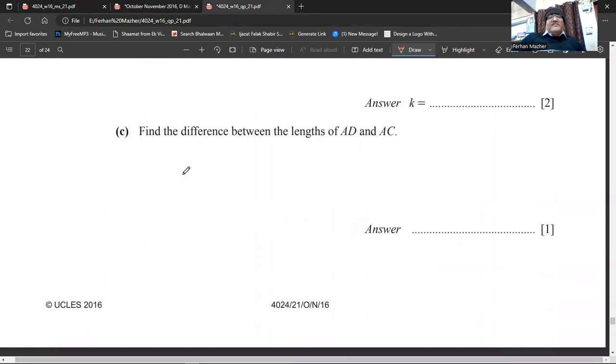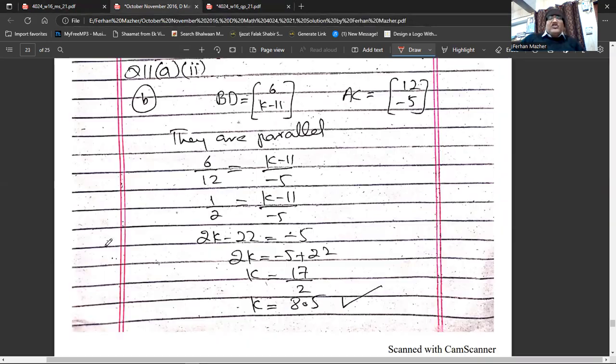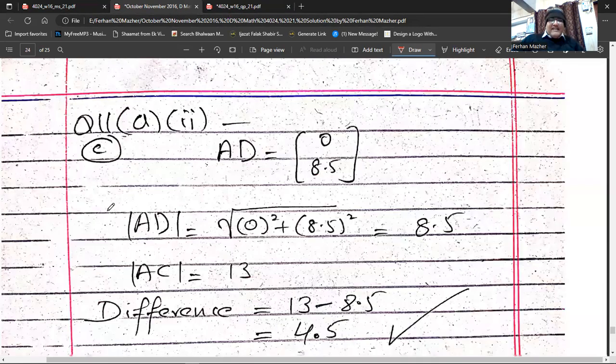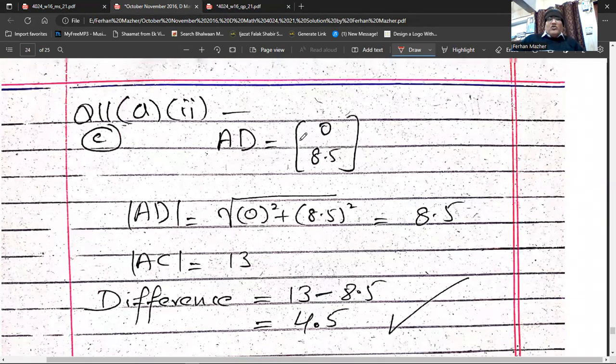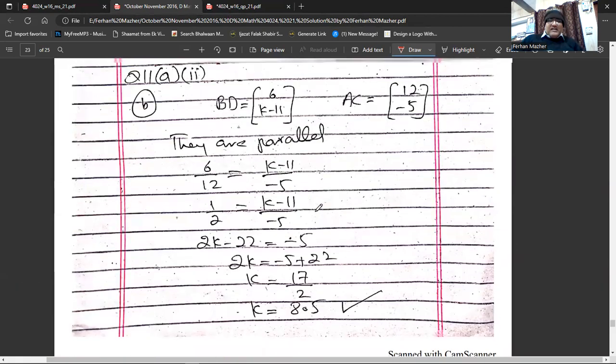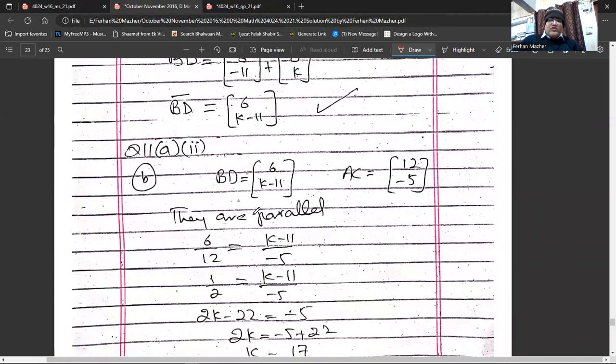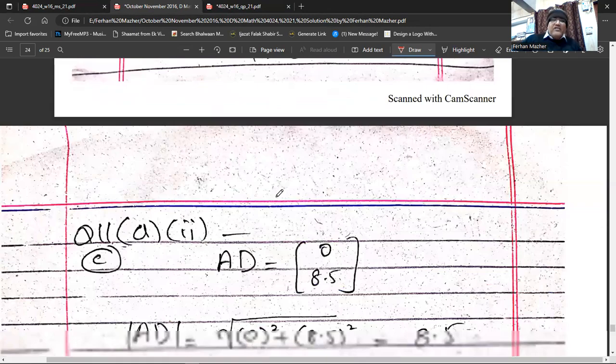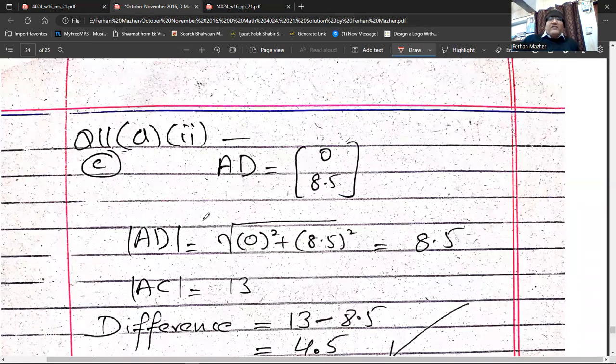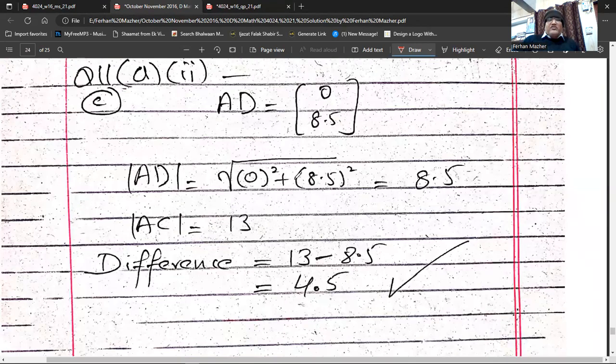Then he says find the difference between the length AD and the length AC. I know the value of K now. The AD was (0, K), and K is 8.5. So AD is (0, 8.5). First of all, find the magnitude of AD.